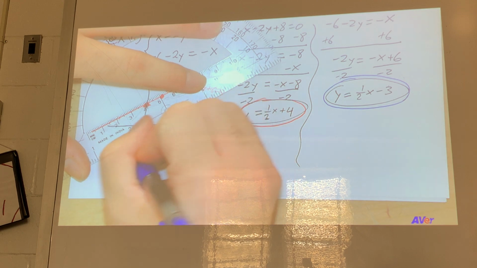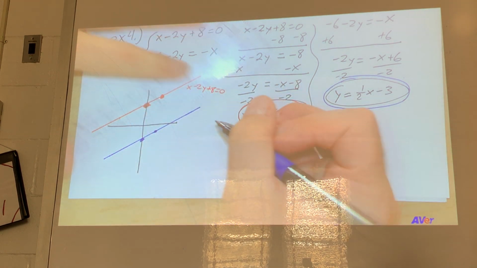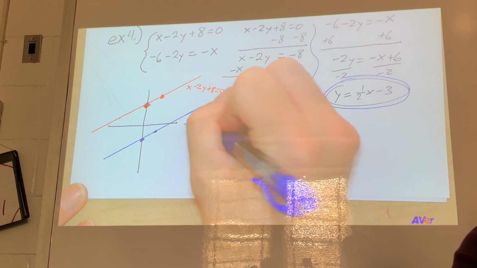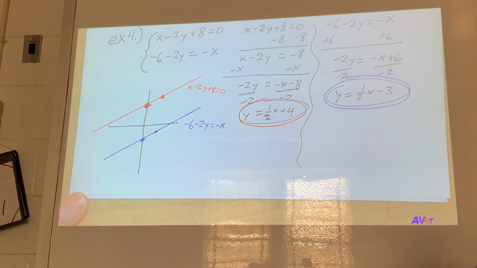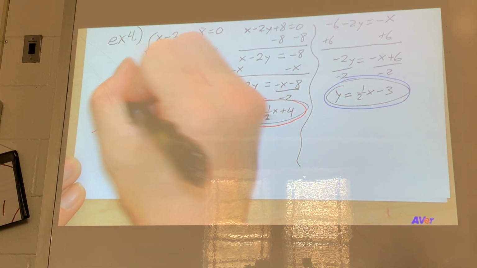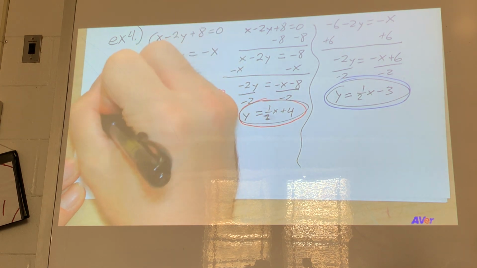Say that again. How do we know there's no solution? Because they never touch. So, have I answered the question? No. All right, so no solution looks like this. It's a 0 with a slash through it. And then we can write no solution.